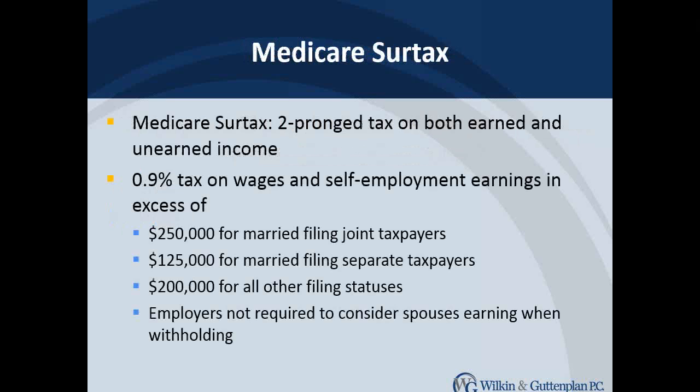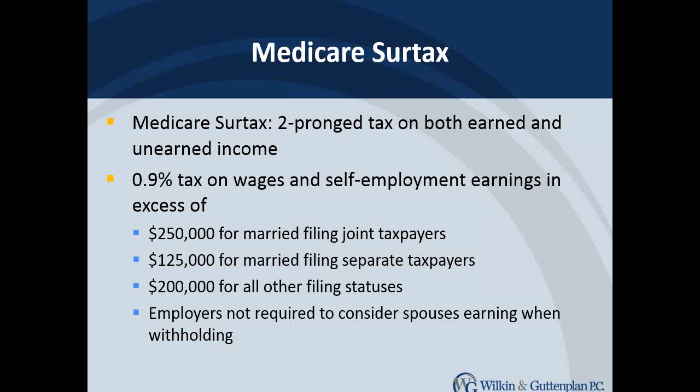Okay, so the last tax rate we're going to talk about is our Medicare Surtax. And for a lot of people, this is more commonly referred to as the Obamacare tax. This Medicare Surtax is a two-pronged tax that's on both earned and unearned income. Now, the earned income is a 0.9% tax on wages and self-employment earnings that are in excess of these thresholds that are on the screen.